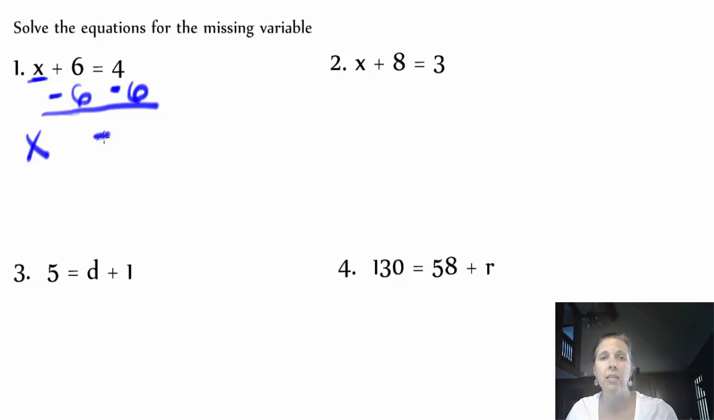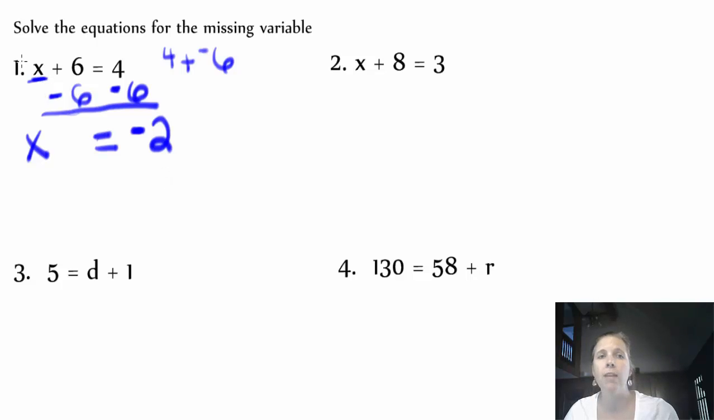So we have x equals 4 minus 6. Remember, in our rules, that's the same as 4 plus a negative 6. So we have different signs. We really subtract and take the sign of the larger number. So you're going to get x equals negative 2.